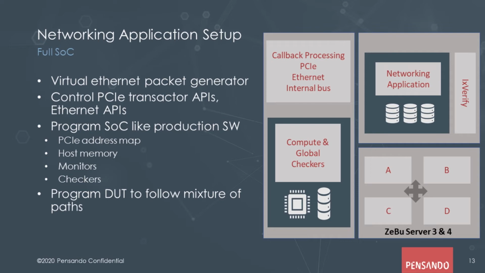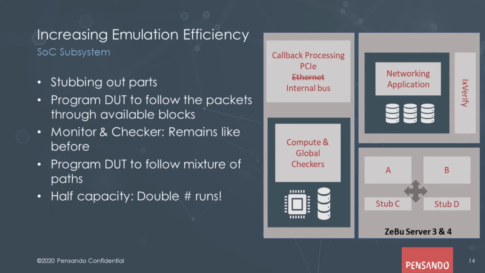But ZeBu also has a capability, on a ZeBu solution, to run multiple images in parallel. So if we are able to stub out a feature, like here I have shown, stub out C and stub out D, then the ZeBu utilization will be 50%. What it means is that for the given setup, instead of running the full SoC, we can run two sets of half SoC. Just giving an example.